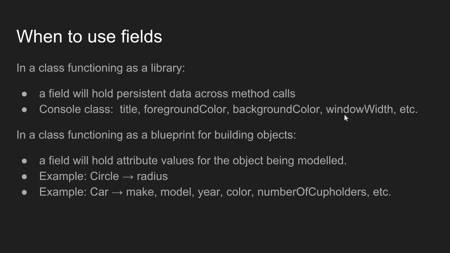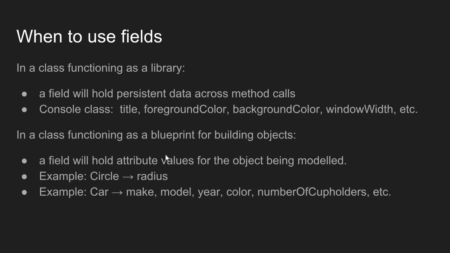So all of these are values that we can change. We can set the value of the title or the foreground color of the class, and then as we are printing and operating against the console, these values persist across multiple method calls. So if I change the foreground color in my Console class, every time I call the WriteLine method, I'm printing with this new color. So we are saving a value to the class.